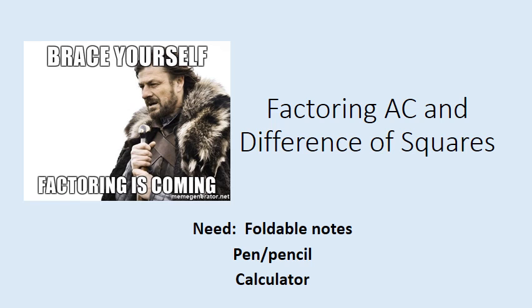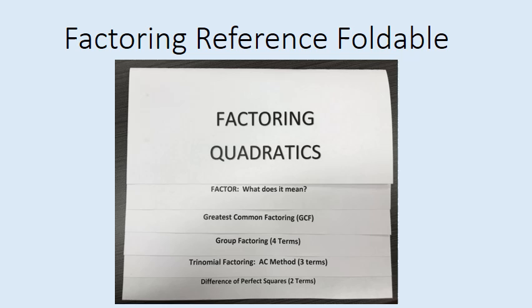You'll want your foldable to take these notes in for this entire unit. On your foldable, turn to the tab that says Trinomial Factoring AC Method 3 Terms. Let's walk through the AC method. There are 3 key points and steps that we're going to explore.